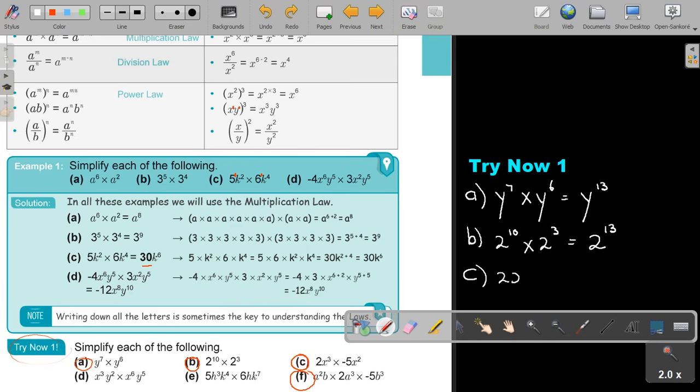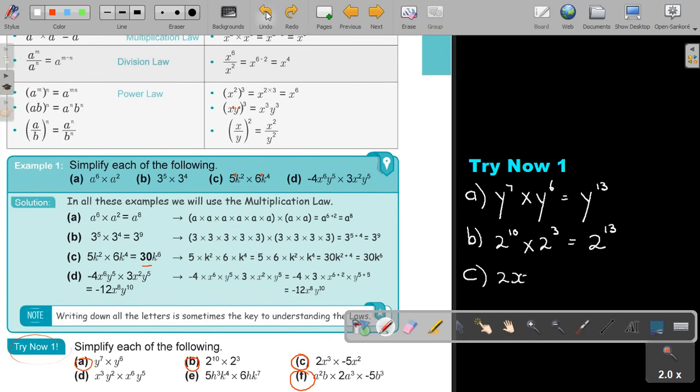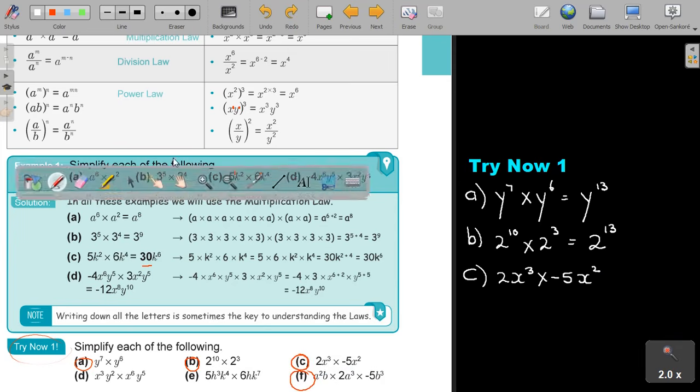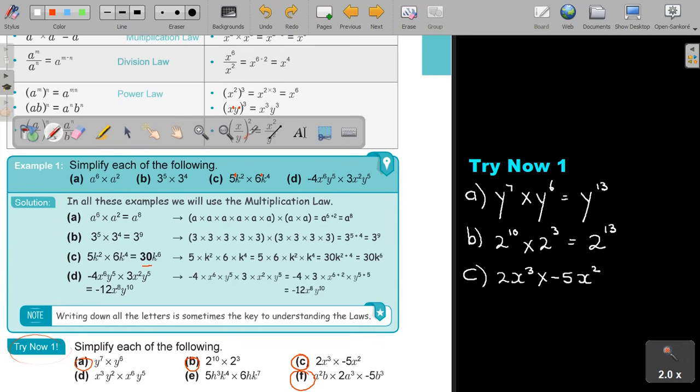And then number C, 2x to the power 3 times negative 5x to the power 2. So this will just give me negative 10. Just do the number first, like in grade 8, when we started with negative numbers. And then x, and 3 plus 2, that will just be 5.